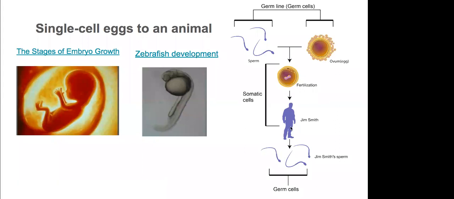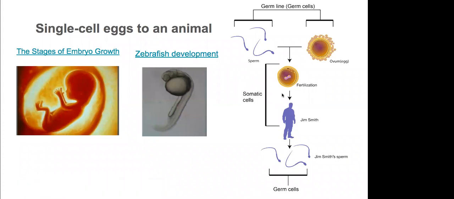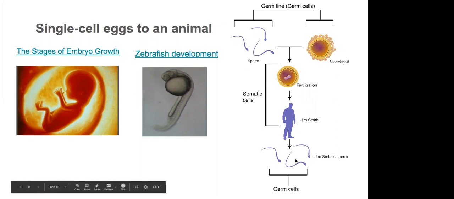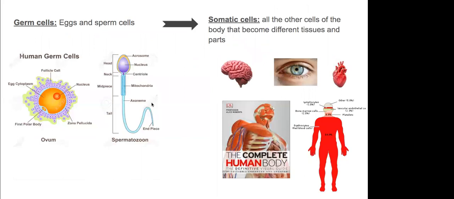And then again, the germ cells, which contribute to the making of another animal in the form of sperm fertilizing the egg, are called the germ cells. So we have two kinds of germ cells.